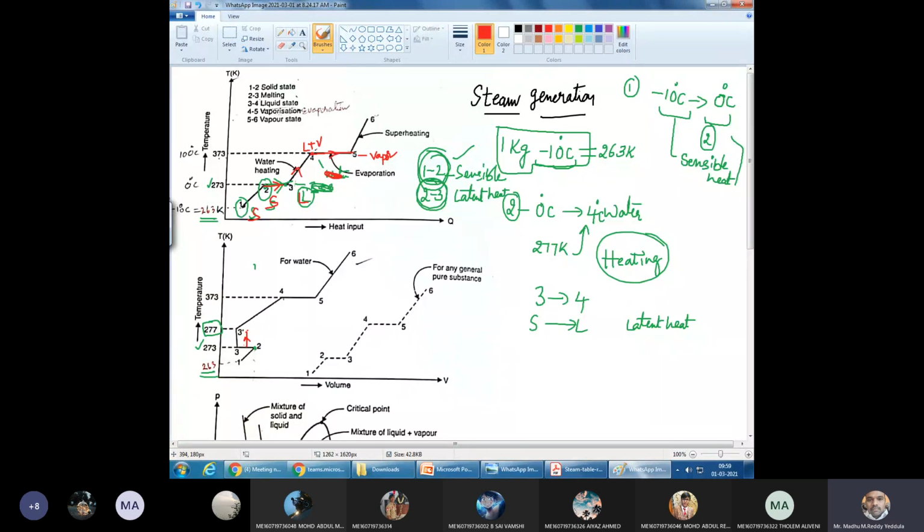Okay, again, then at 5, if you add further heat, what will happen? It will become superheated. This is superheating of steam, 5 to 6 at constant pressure. If you see, this line is the constant pressure line. So at constant pressure heating, this is the superheating. Okay, so this is the formation of superheated steam. So 1 to 2 solid state, 2 to 3 is the melting, 3 to 4 liquid state, 4 to 5 evaporation or vaporization, 5 to 6 it is the superheating.